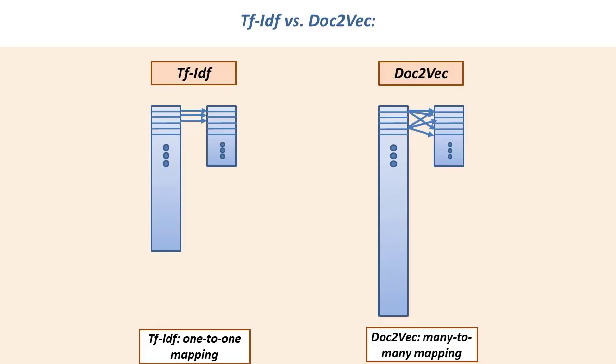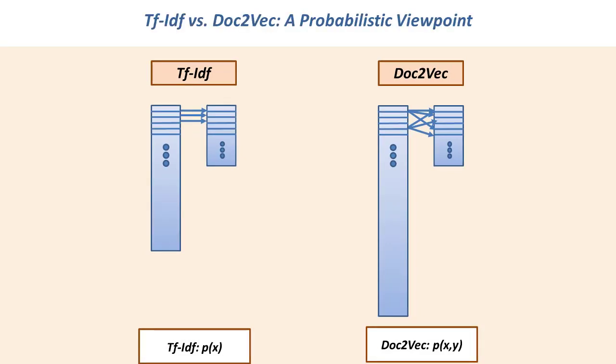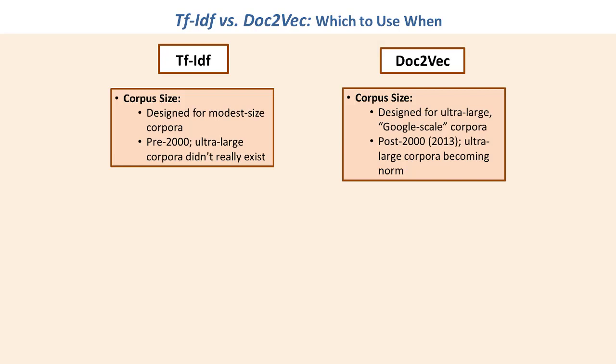So let's do a summary comparison. Tf-Idf is a one-to-one mapping, whereas Doc2Vec is many-to-many. When we think about the probabilistic aspects, we see that Tf-Idf is a simple probability, just the probability of a given term occurring, whereas Word2Vec is a covarying probability. We look at one variable occurring in the context of another. So let's see how these factors impact the practicalities.